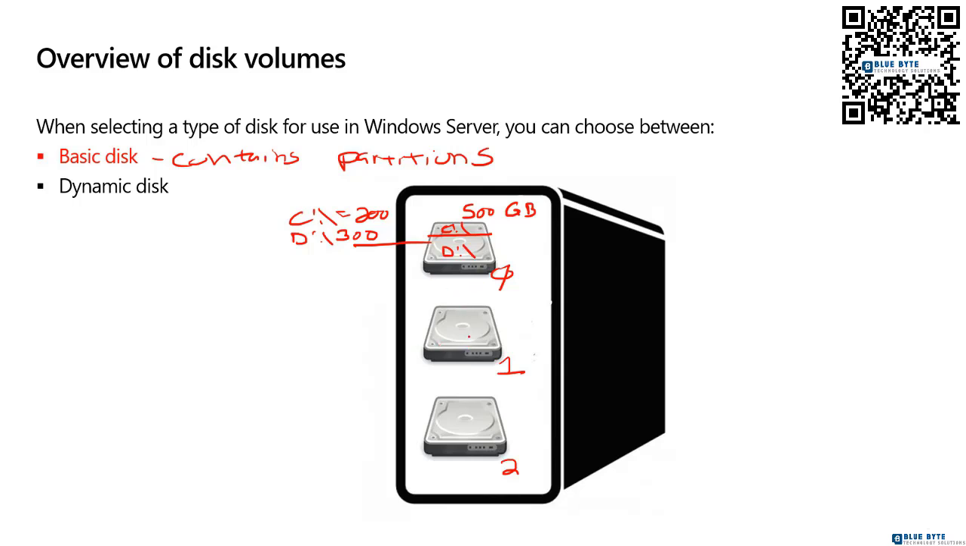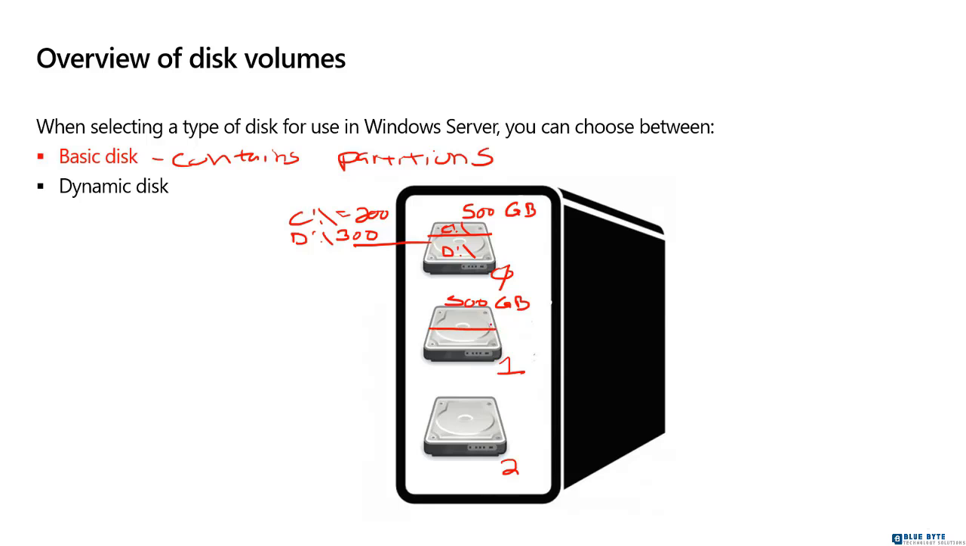You could go to disk 1. Same thing though. Now let's say this one is 500 gigs as well. All you could do is partition this and create other drives. So I'll say this is the E drive, that's F. And we'll say, G and H. But all you could do is further partition these.